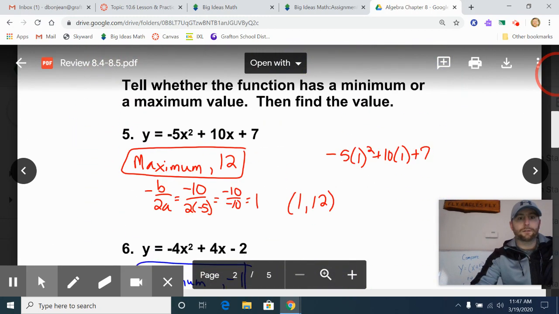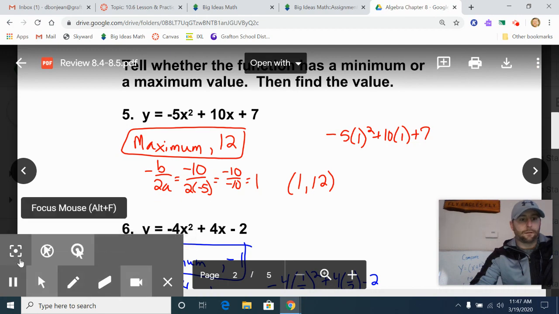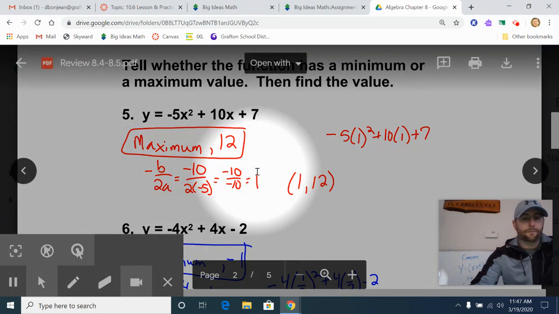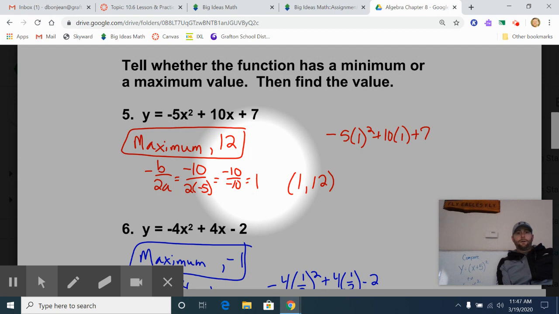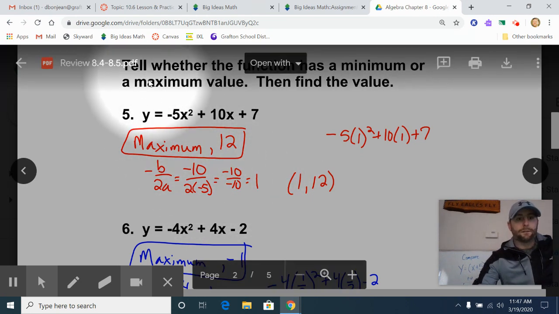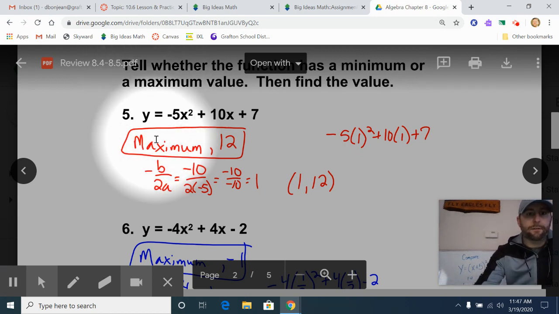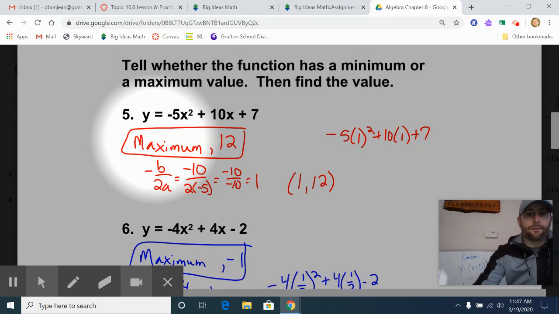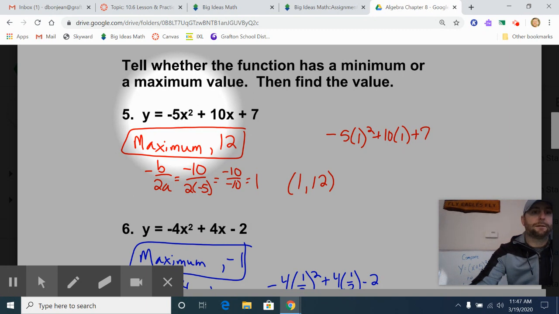Our next question will have these same exact instructions. It's going to ask us to tell whether the function has a minimum or maximum value and then find that value. We talked about this in class. This first term's sign tells us which way the graph opens.